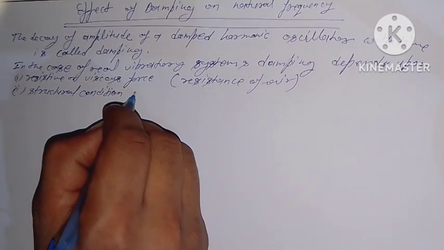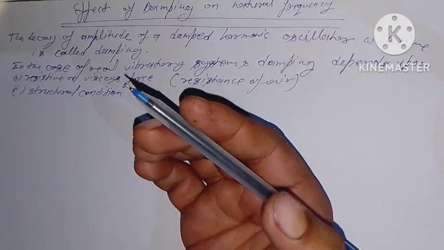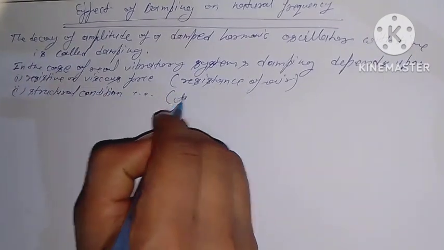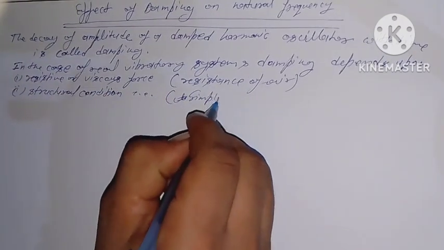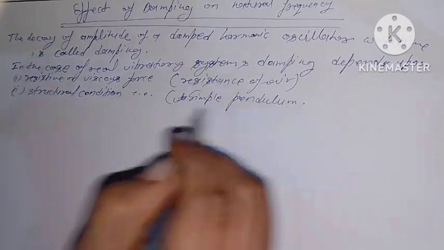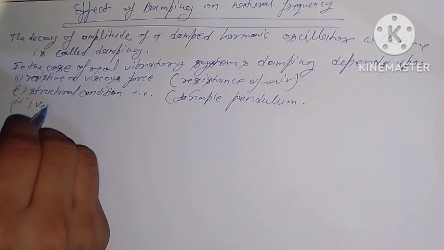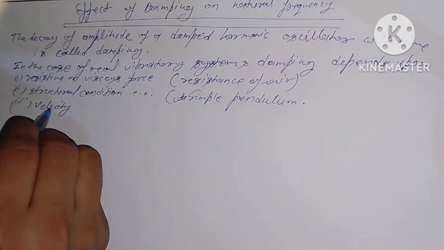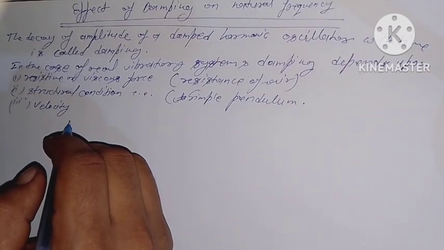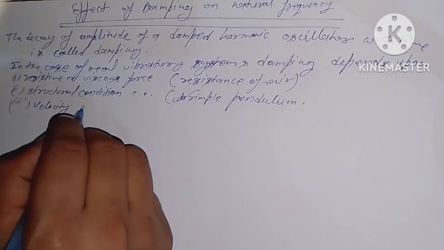Exact friction at the support of a vibratory system like a simple pendulum. Third point, velocity. The damping force is independent of displacement or acceleration but proportional to velocity.